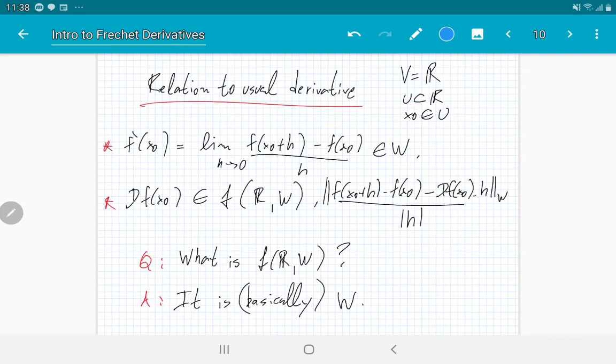Okay, now we have to go back and settle this issue of the relationship between the usual derivative and the Fréchet derivative when the vector space V is the real line, and you use a subset U of the real line with x0 belonging to U. And we have these two competing definitions, right? So the usual derivative is this limit that we are all used to. The Fréchet derivative is some linear operator from R to W, such that if I compute this expression, this goes to 0 when h goes to 0.